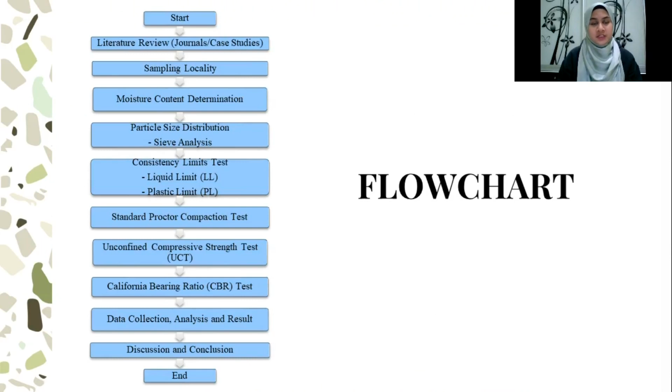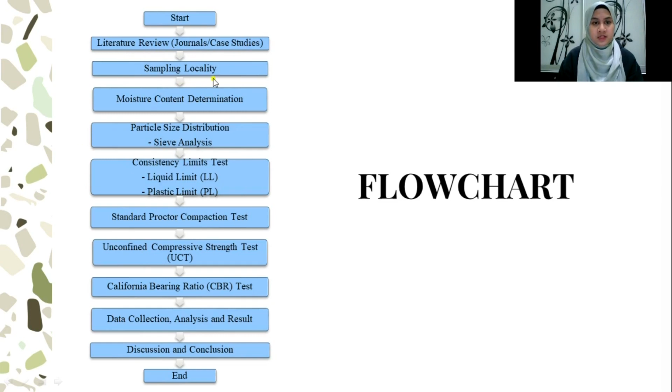The flowchart is the procedure from start to end of the laboratory testing to determine the behavior of the expansive soil that occurs. We want to study the properties of expansive laterite soil and also to know the methods that could improve the ground for construction. Okay, so we have to start with the literature review, which uses journals or case studies.